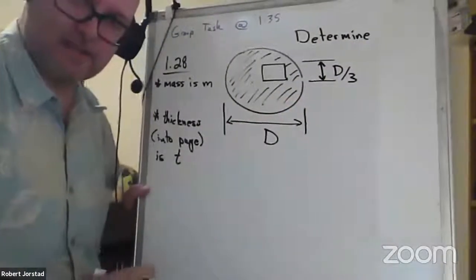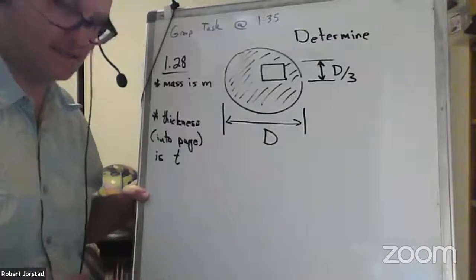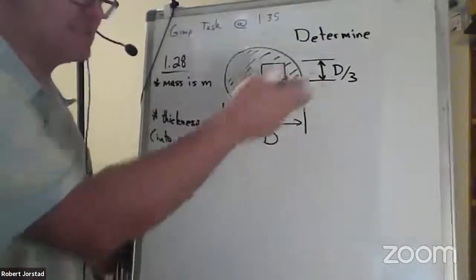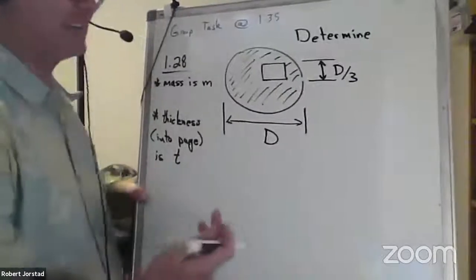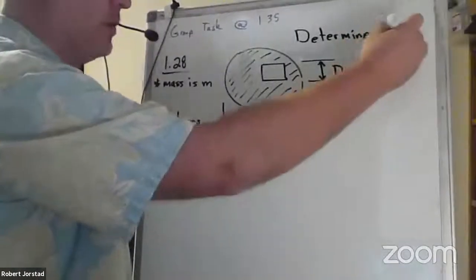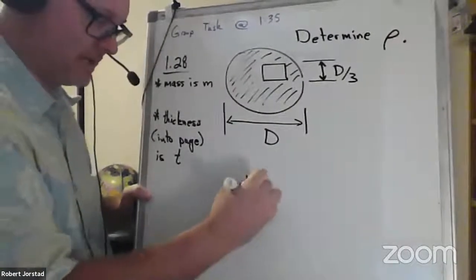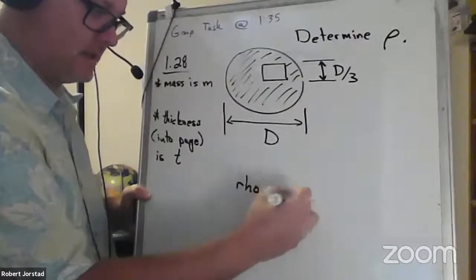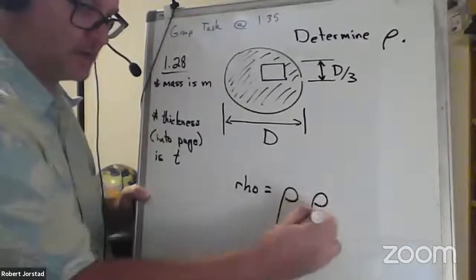Now, in physics, we don't use the letter D for density, for obvious reasons. We use D for diameter a lot. So we're going to use the symbol rho. Now, if you don't know how to draw rho, it's the Greek letter rho. It's just like a P, except you start here, go curve around and then down.